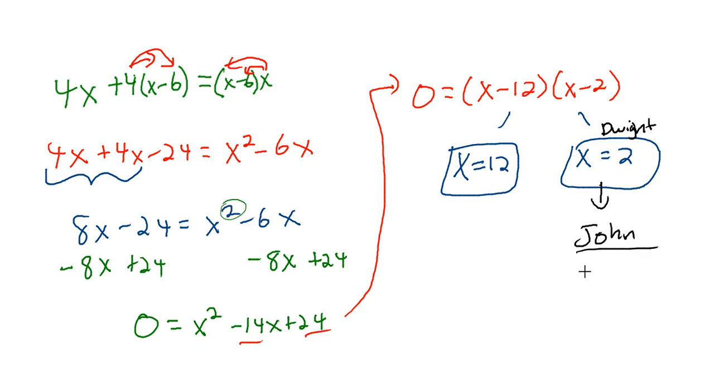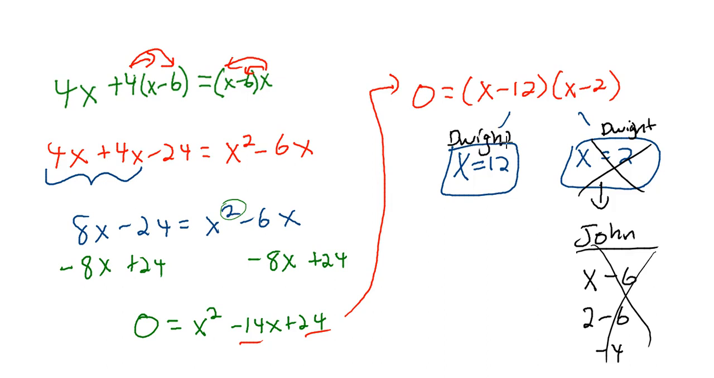Well, remember, John's time was 6 fewer hours than Dwight's. So if I were to take that information to John's time, I get a nonsense answer. I'll get 2 minus 6, which means John gets the job done in negative 4 hours when he's working alone. And that doesn't make sense, right? So that can't be the right answer, so we have to throw that one out. It must be this one.